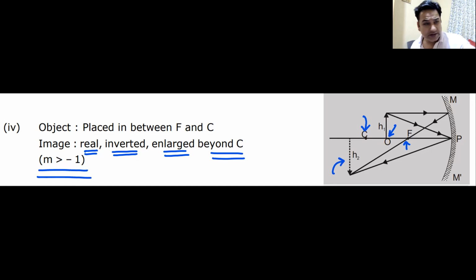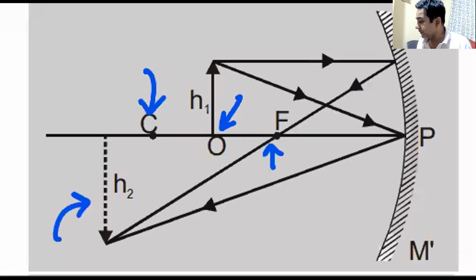This again tells us the same thing, that as the object comes closer and closer, the image becomes larger and larger. Do we understand this? Okay. This is the enlarged view of the ray diagram. I hope you can see the ray diagram on the bigger screen. The object is placed between C and F. The image is formed beyond C, the image is enlarged, the image is real, and the image is inverted.